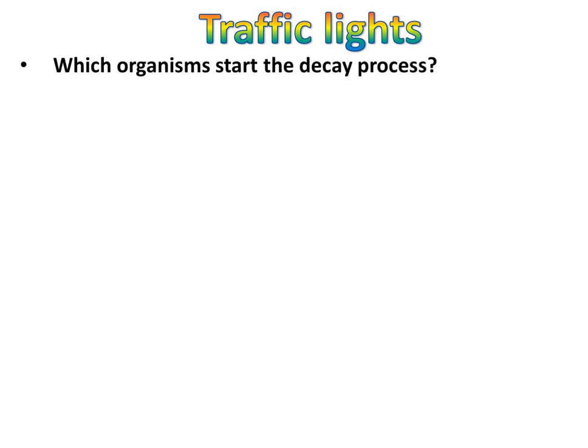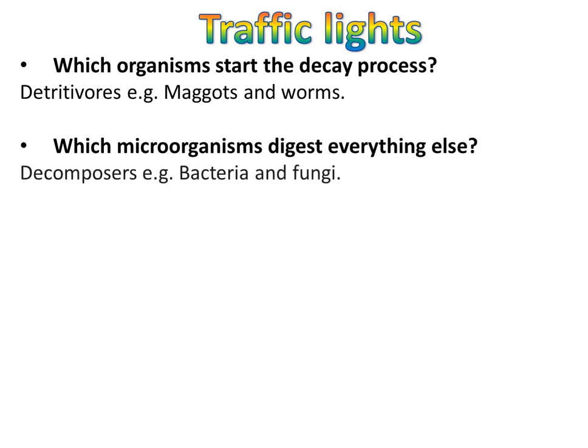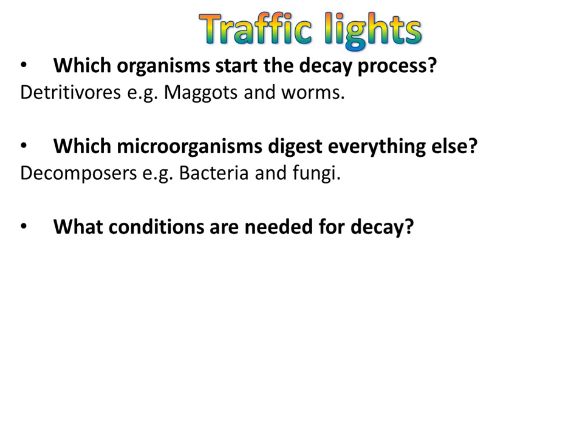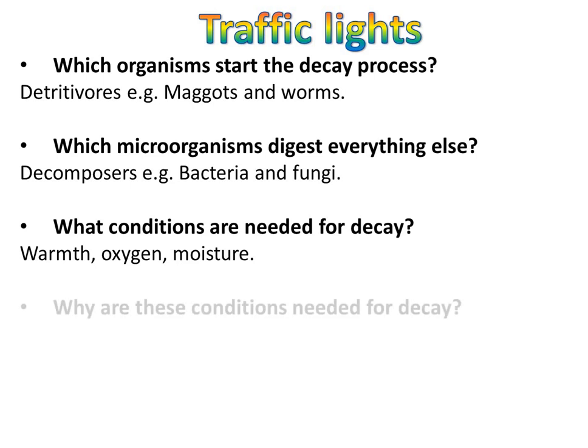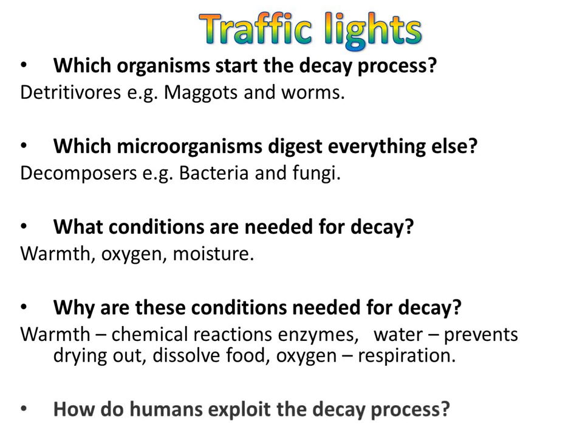Okay, this is what I normally do in class. Which organisms start the decay process? Obviously detritivores, which are maggots and worms. Which microorganisms digest everything else? Decomposers, which are bacteria and fungi. What conditions are needed for decay? You need oxygen, warmth and moisture. Why are those conditions needed for decay? Warmth to speed up chemical reactions, oxygen for respiration, and moisture to prevent drying out. How do humans exploit the decay process? They can use it for sewage treatment and in compost heaps.